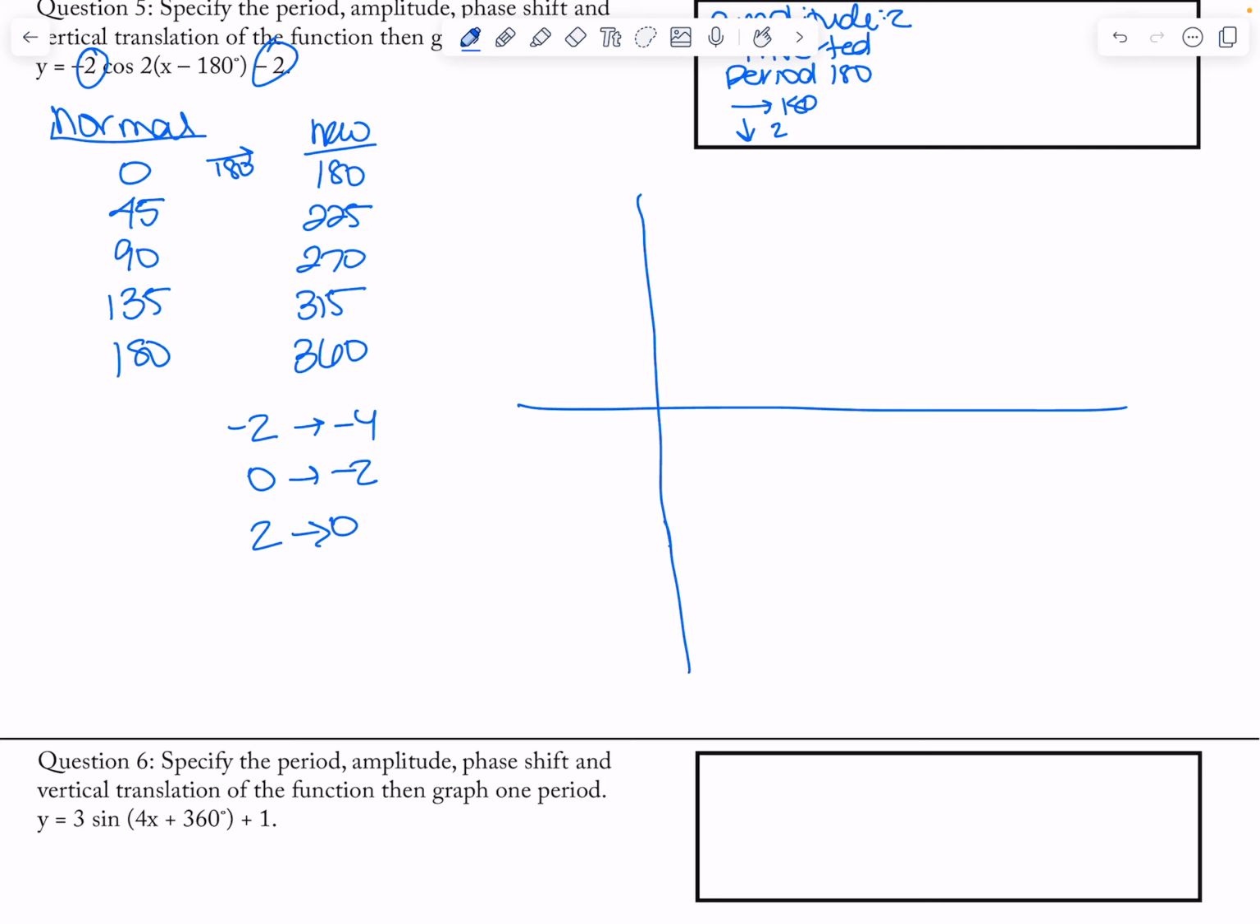Okay, so -2 and -4. So 180, 225, 270, 315, and 360. So I am an inverted cosine, so I have to start at the lowest point, go up to the 0 point, go up to the highest point, back down to 0, and back down here. So my graph looks something like this.